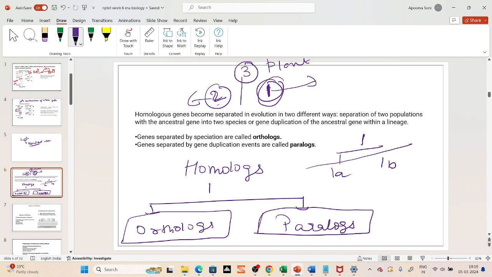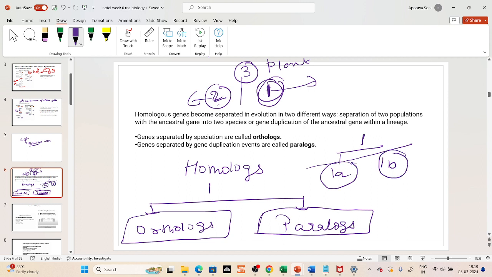So speciation events mean any kind of geographical distribution, or any kind of calamity, that has restricted them from breeding with each other and put them in different kinds of geographical landscapes. Like this, a speciation event has happened, and now this has emerged into a different species, and this has emerged into a different species.